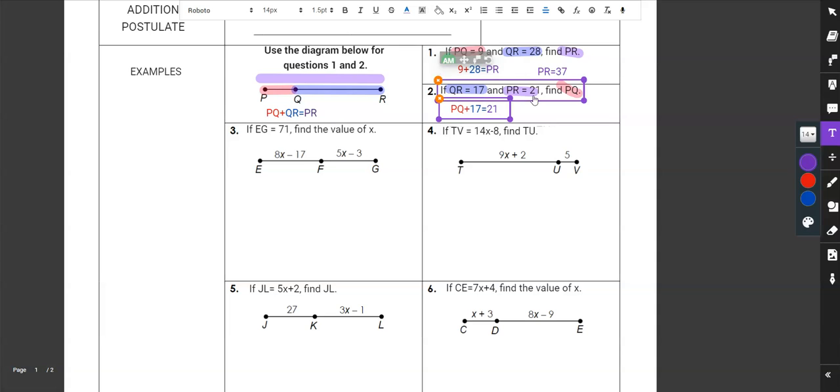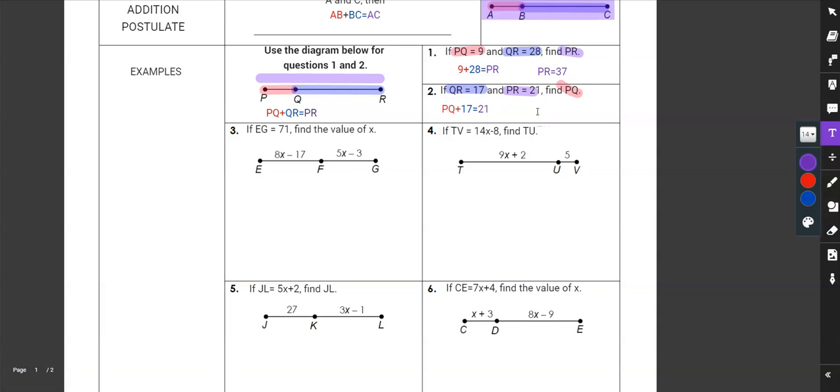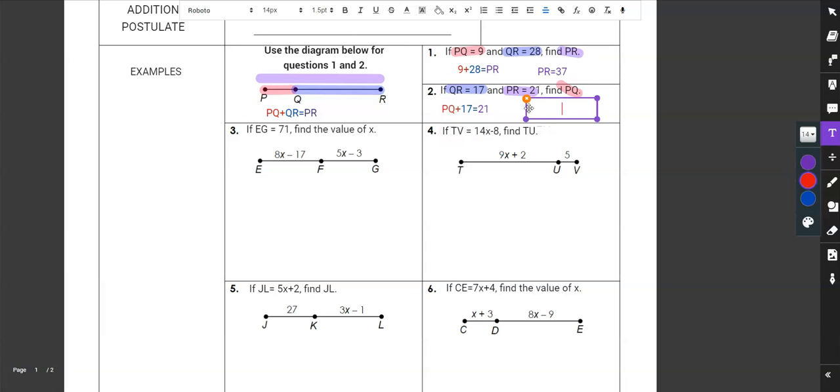So PQ plus 17 is 21. We'd have to subtract 17 from both sides. And so therefore, we have PQ is equal to 21 minus 17, which is 4. Right? Now we're going to move on to number 3, EG equals 71.